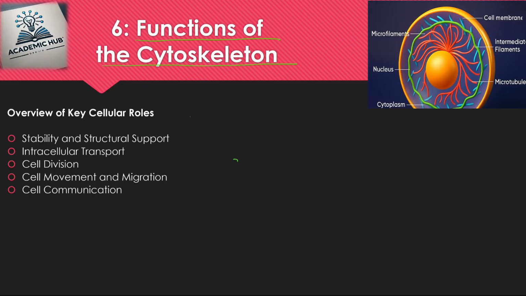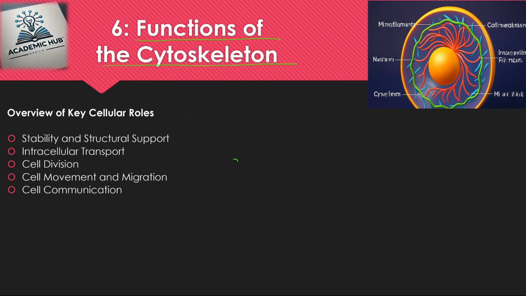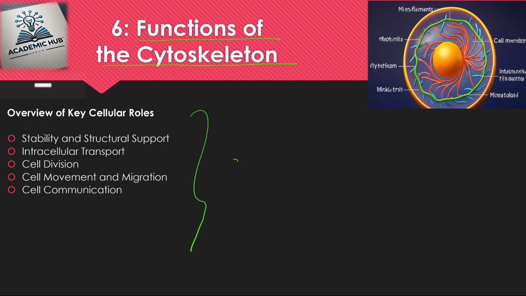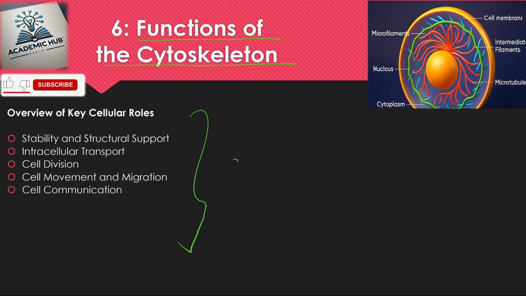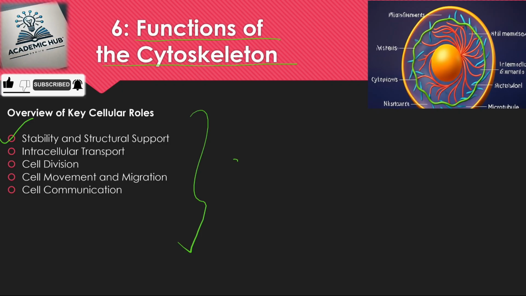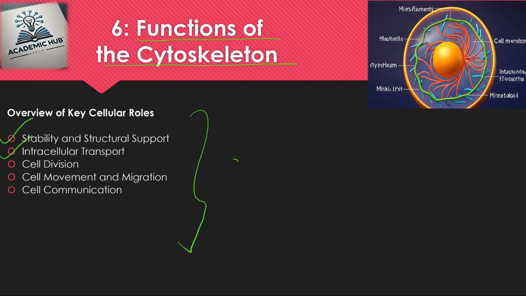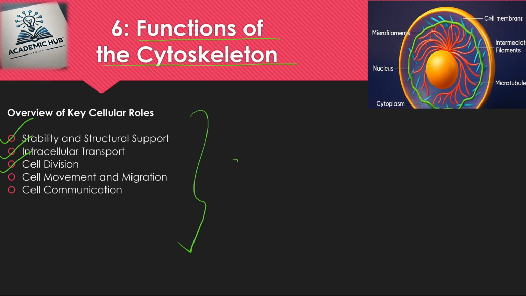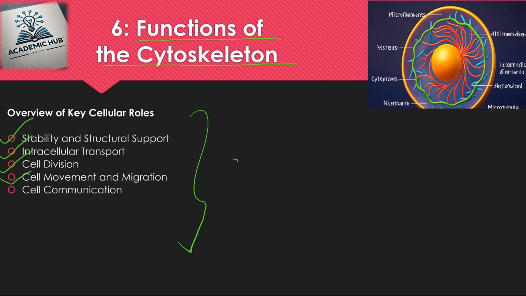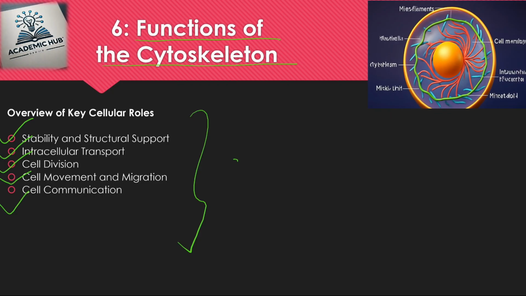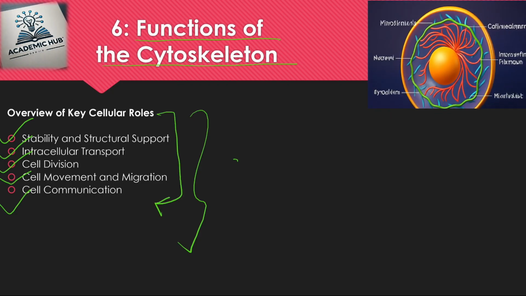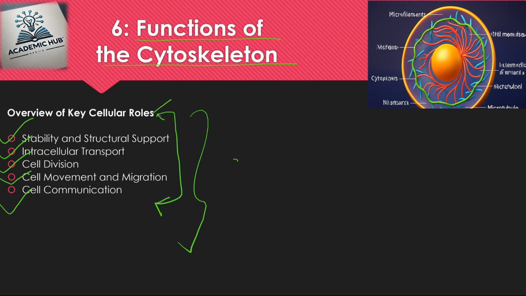Now the functions of the cytoskeleton. What are the various functions performed by the cytoskeleton? Now take a look at this. These are the functions which we have to study in detail: stability and structural support, intracellular transport, cell division, in which both divisions, mitosis and meiosis, are involved, cell movement and migration, and cell communication. So these are the highlighting features and functions of the cytoskeleton.